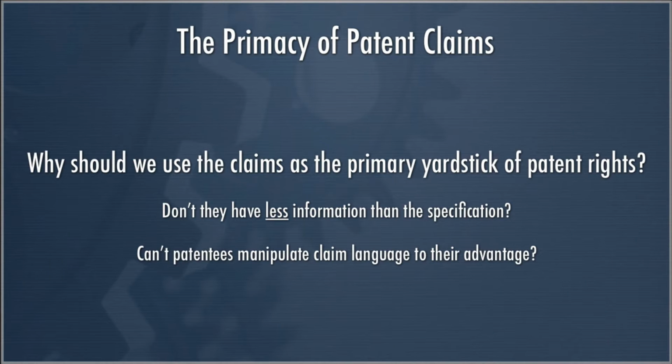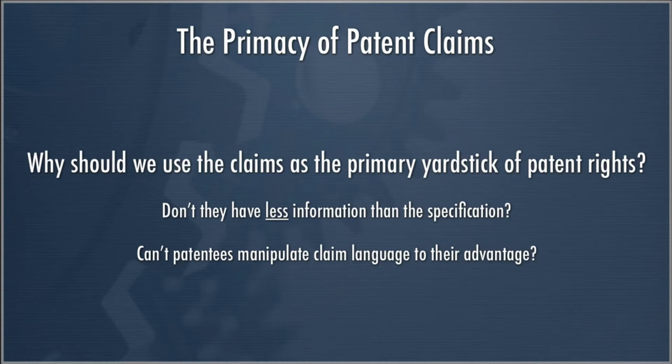So patent claims are the primary yardstick of patent rights. That's the general rule in the patent system, that when we talk about what the invention is, when we talk about what's covered by a patent, when we talk about whether a patent is valid or not, what we're talking about are claims. We're talking about the claim language itself. That's what defines what an inventor, what a patentee owns, and what is covered and what is not covered.